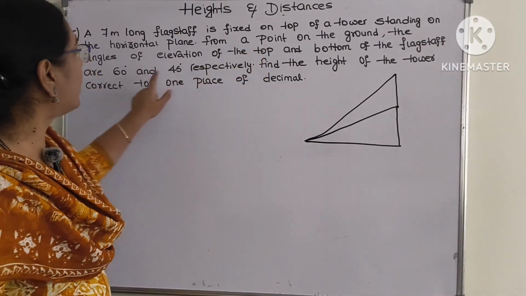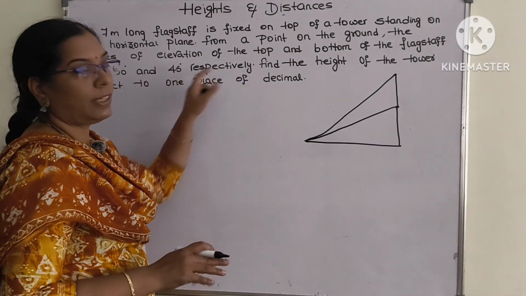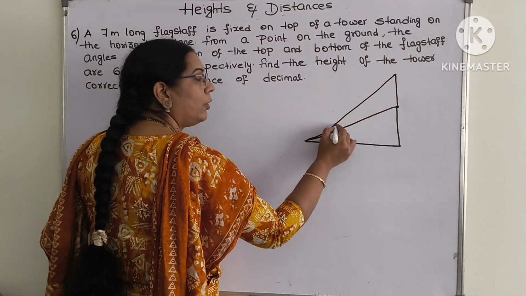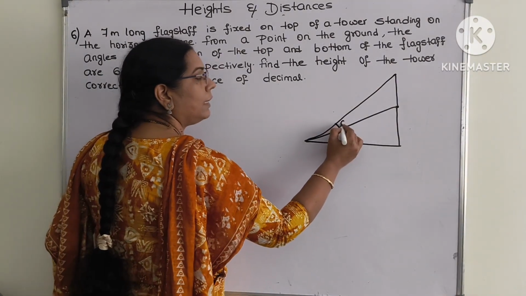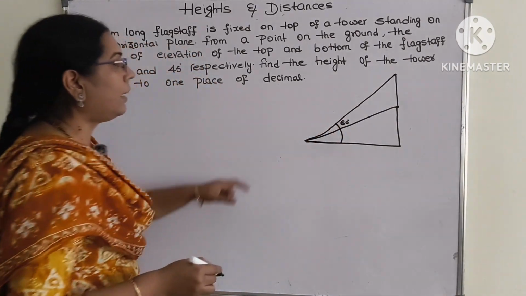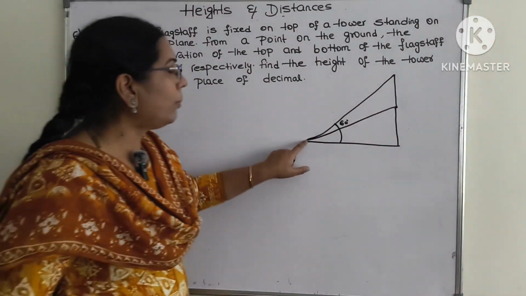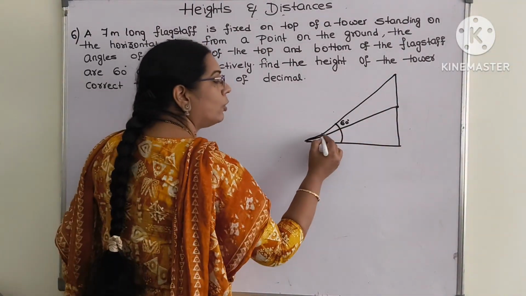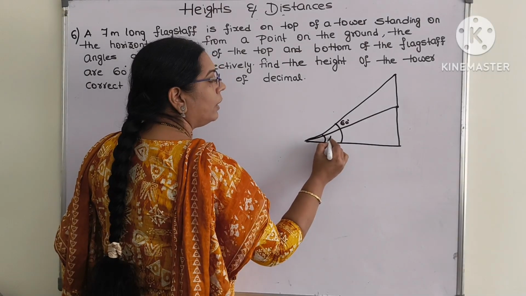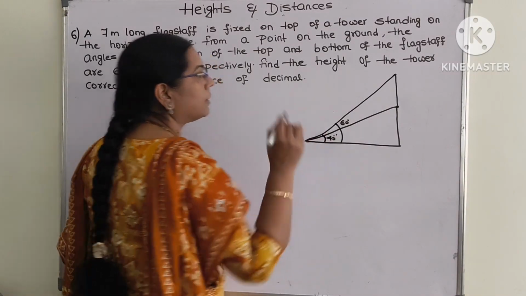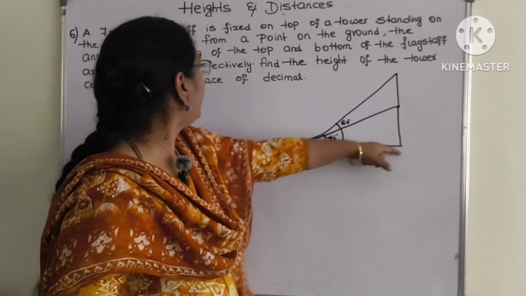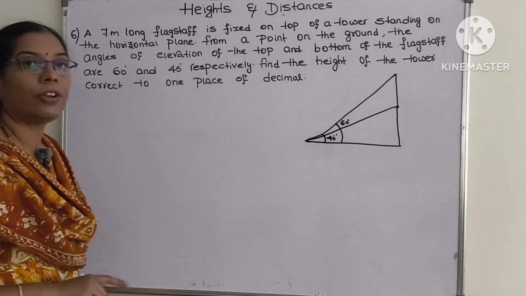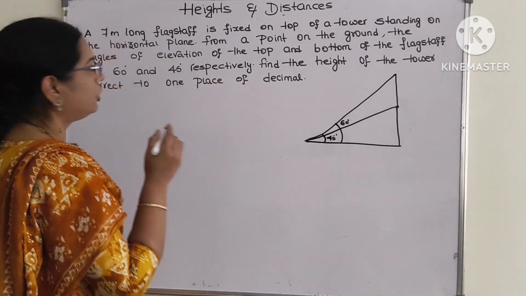The top of the flagstaff is 60 degrees. They use the word respectively. So from here to here, the complete angle is 60 degrees. And then from here to the bottom of the flagstaff, it is 45. So this angle alone is 45 degrees. Now we have to find the height of the tower, correct it, round it off to 1 decimal.